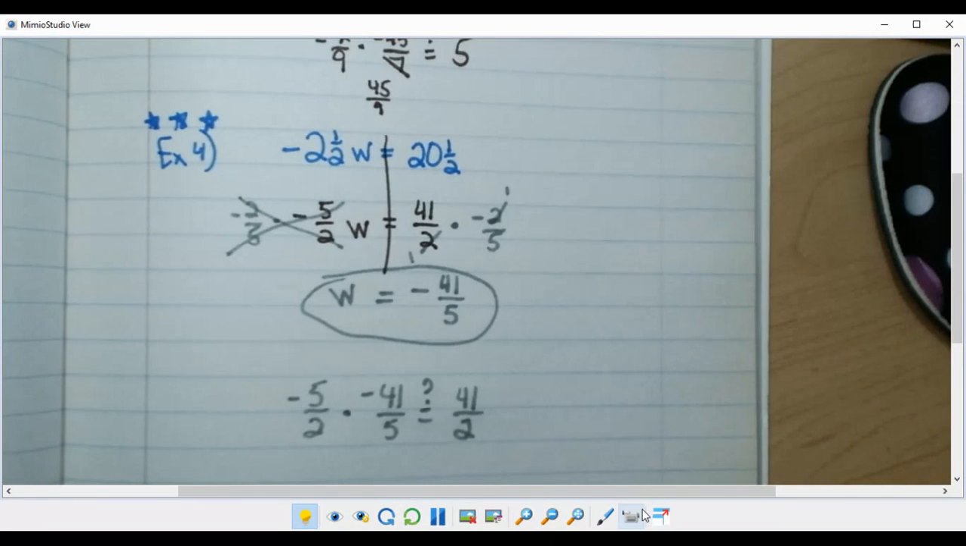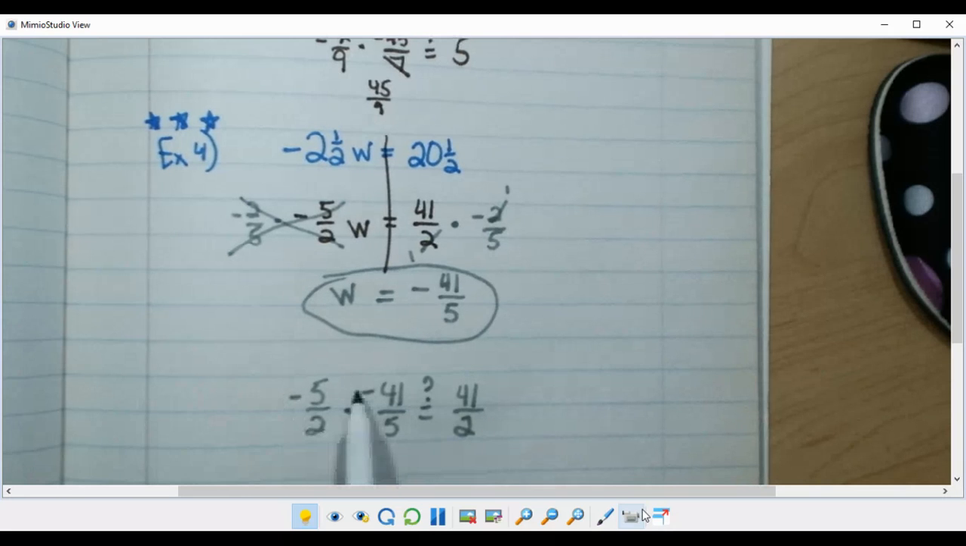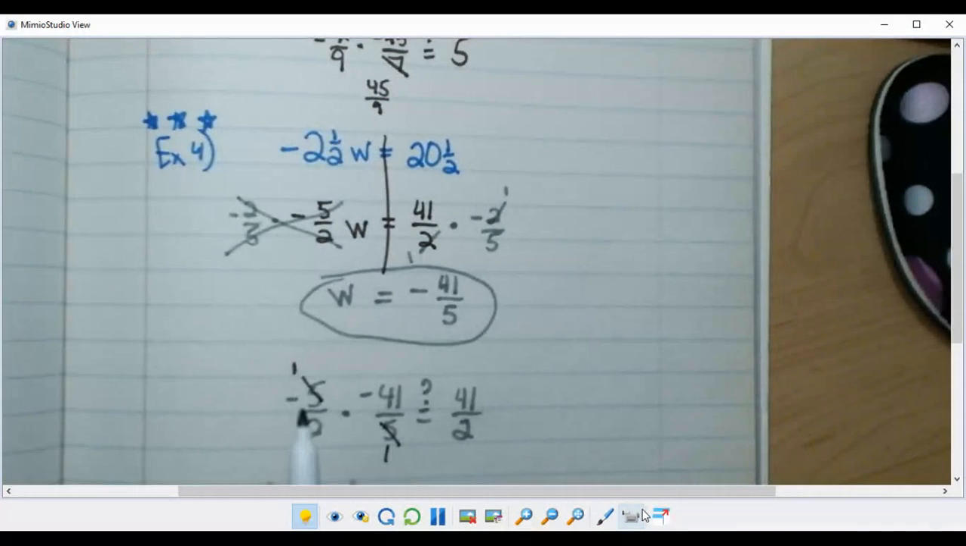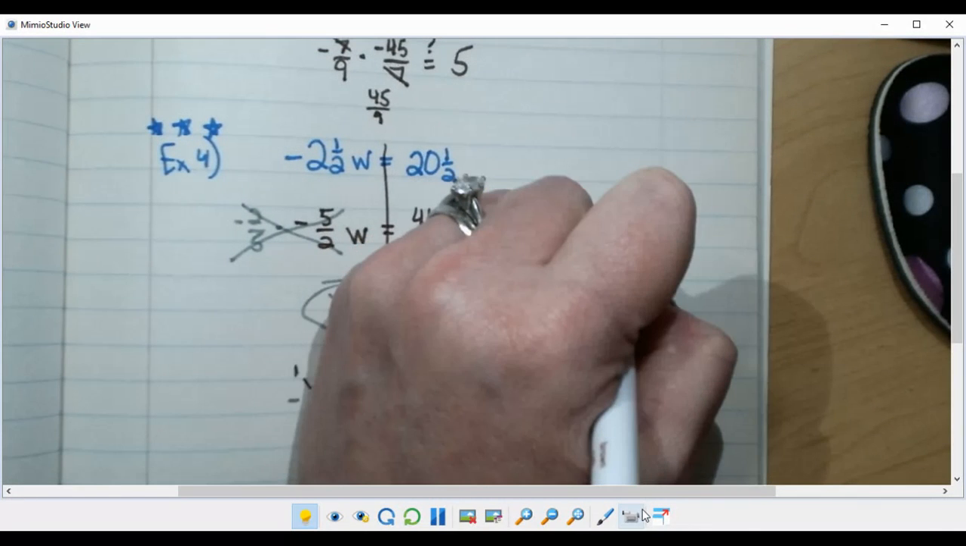All right, so let's double check here. We've got negative times negative is positive. That's a good thing. I can do the 5 and the 5, and that goes to 1 and 1. So now 1 times 41 is 41. 2 times 1 is 2. We are golden.